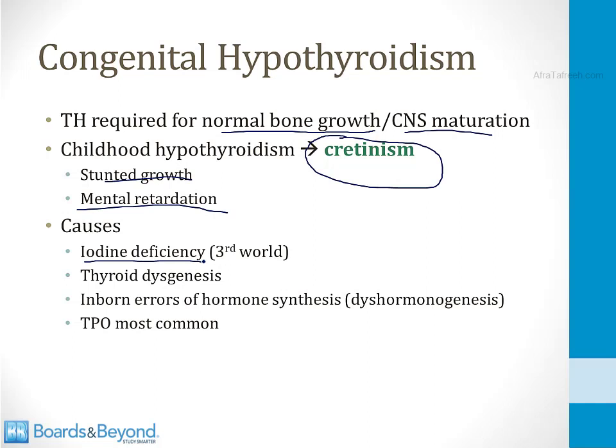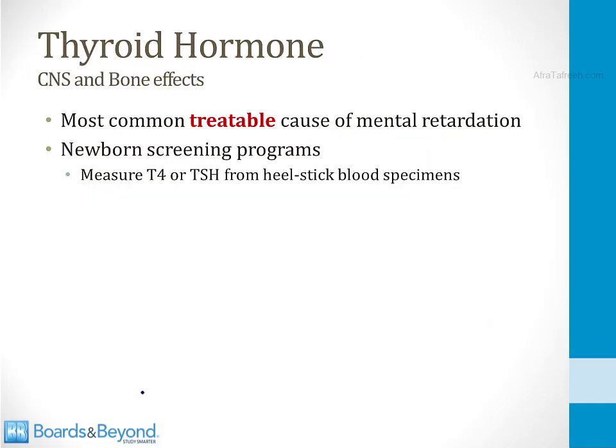Sometimes the thyroid gland does not develop normally. This is called thyroid dysgenesis. And then finally, there are rare inborn errors of thyroid hormone synthesis. These are called dyshormonogenesis syndromes. And the most common one is abnormal development of the TPO enzyme. You need a normally functioning thyroid peroxidase enzyme in order to make thyroid hormone. And if you don't have normal TPO, then the child will be hypothyroid and they can go on to develop cretinism. Cretinism is the most common treatable cause of mental retardation.